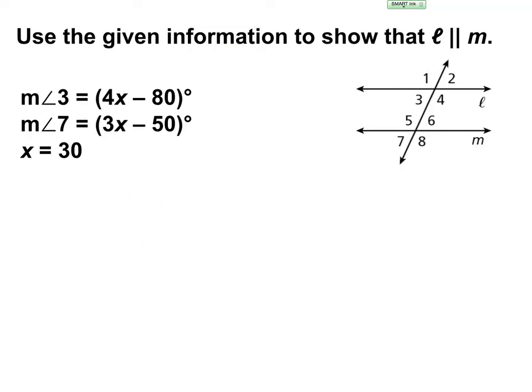Notice this one has different given information. It says that angle 3 is that equation, measure of angle 7 is that one, and x is 30. So how would we go about doing this one to try and get the lines parallel? Let's start calling that stuff given. What do you think we would do?